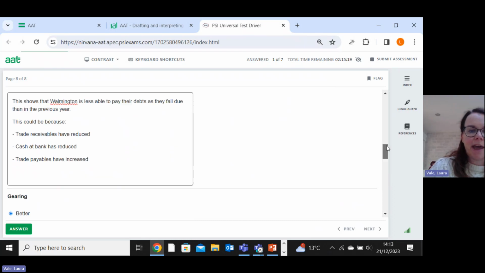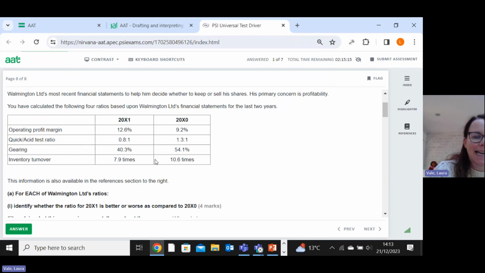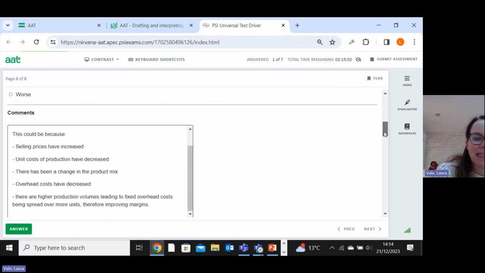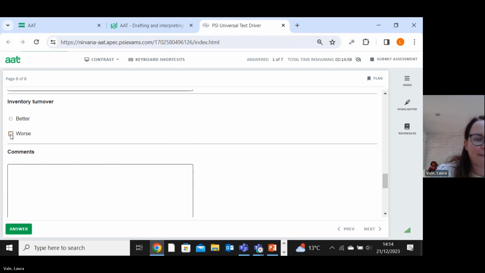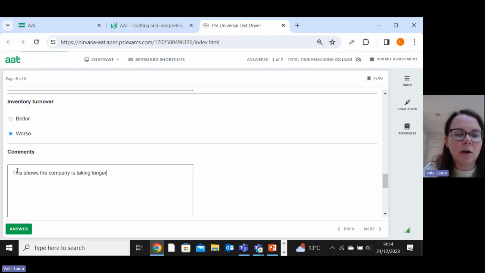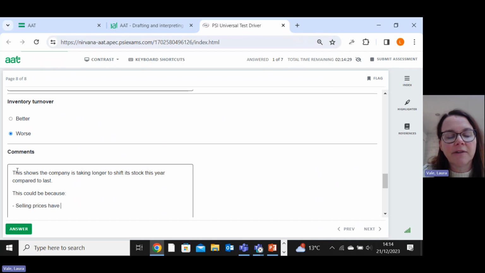Inventory turnover. So what have we got there? So it's gone down. So that means it's lower. We're only shifting our stock 7.9 times in the year compared to 10.6. So this has got worse. So this shows the company is taking longer to shift its stock this year compared to last. This could be because, so why might it be taking longer to shift stock? Could be selling prices have increased, so demand has fallen. So that would cause you to take longer to shift your stock.